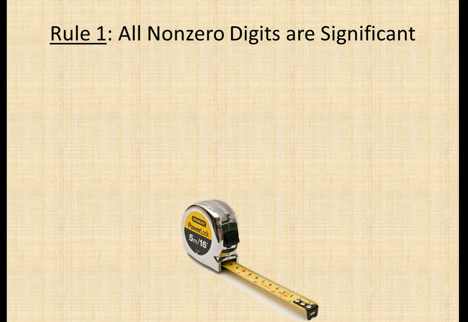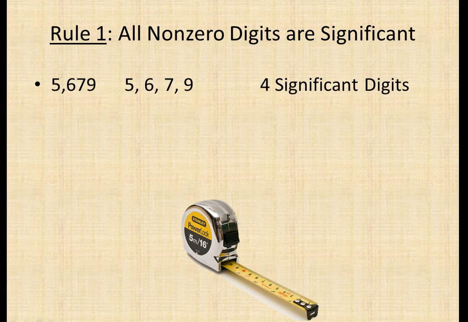So let's take a look at the rules that we have here. The first rule is that all non-zero digits are significant. When we look at the number 5,679, we see that 5, 6, 7, and 9 are all significant. They're important. And so we have 4 significant digits because all of these numbers, 5, 6, 7, and 9, are non-zero numbers.